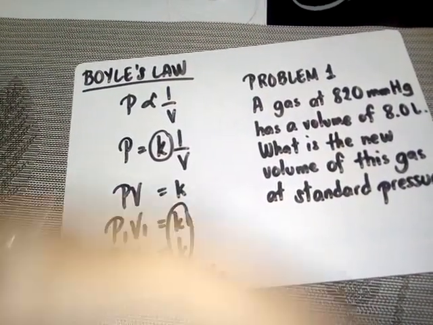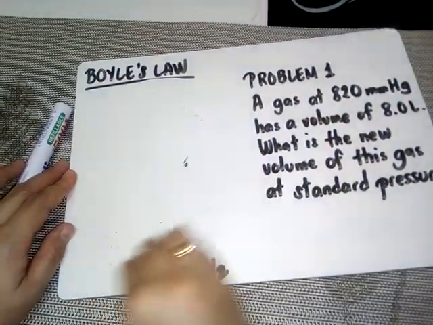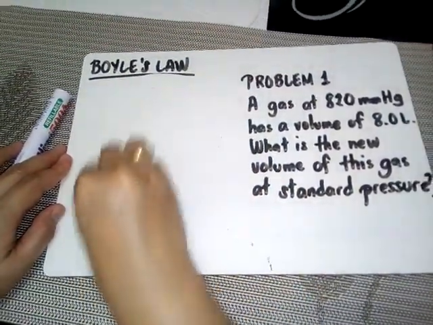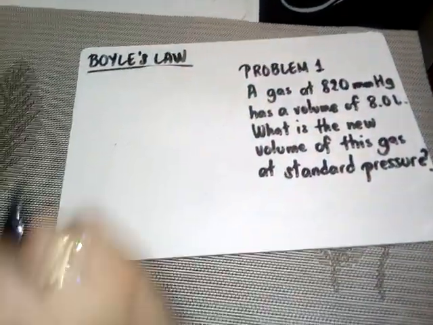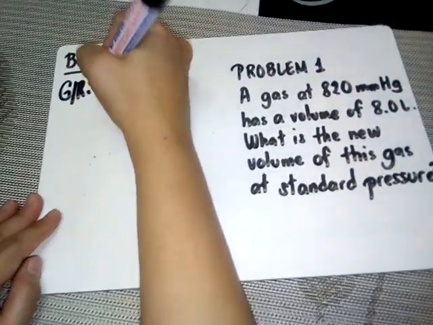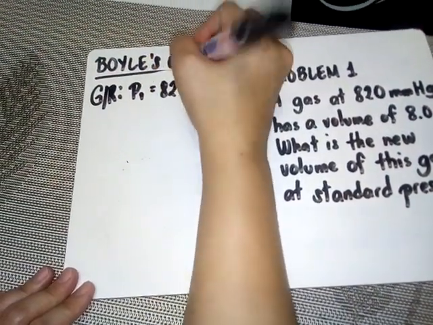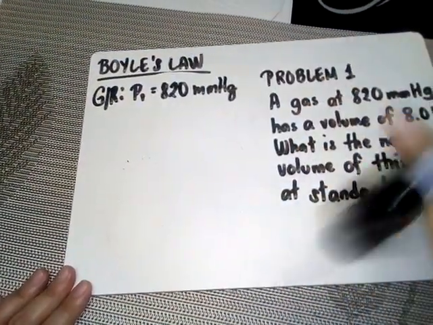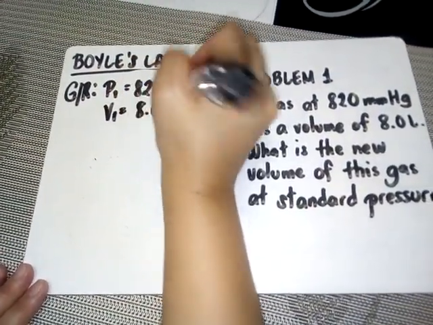Now, let's solve our first problem. A gas at 820 millimeters mercury has a volume of 8.0 liters. What is the new volume of this gas at standard pressure? It will be useful if you use your GRESA, given and required. For our given, we have pressure 1, which is 820 millimeters mercury, and a volume of 8 liters. So, our initial volume is 8.0 liters.